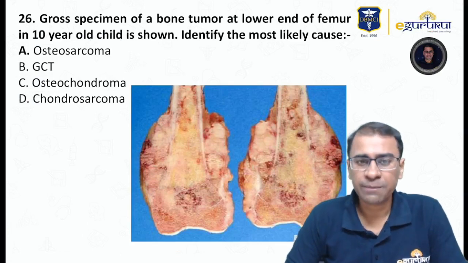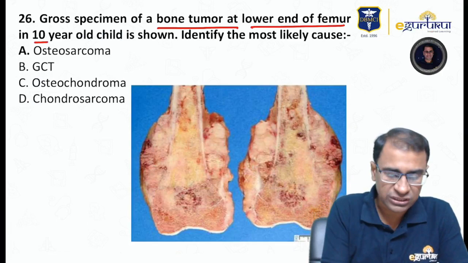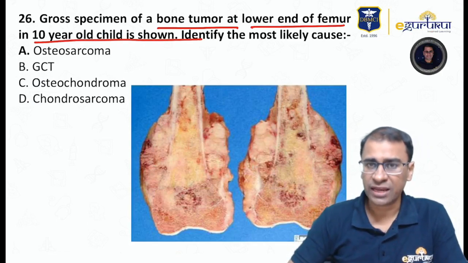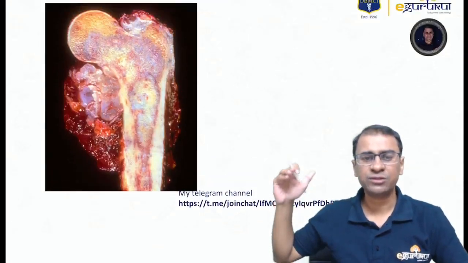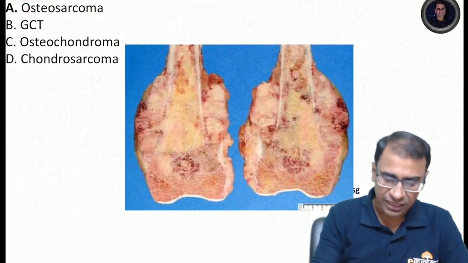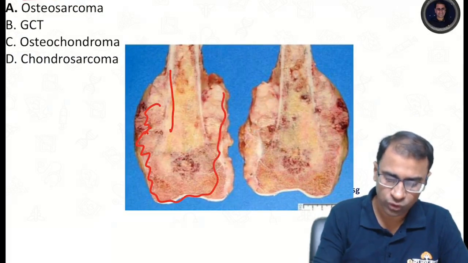Okay, the gross specimen of the bone tumor at the lower end of the femur in a 10-year-old child. Please understand, some students told us the image was something like this. There are different images. See how, in this image, you're seeing a growth of basically the bones. The bones are actually growing here. These are all bone growth.